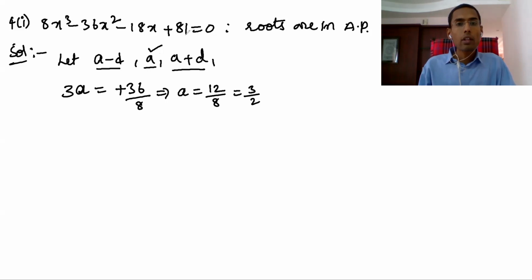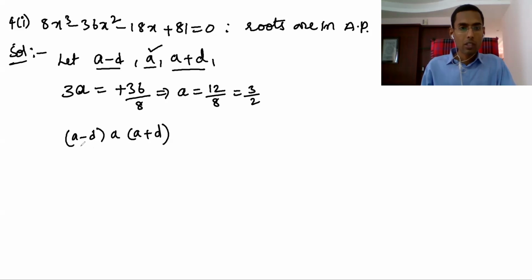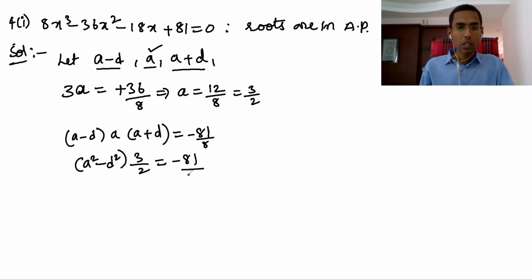Now the other one is the product of roots. The product of the roots is a minus d into a plus d into a. We know a is 3 by 2, so we can substitute. So a square minus d square into 3 by 2 equals minus 81 by 8. Now a square minus d square, simply you can write, is minus 27 by 4.